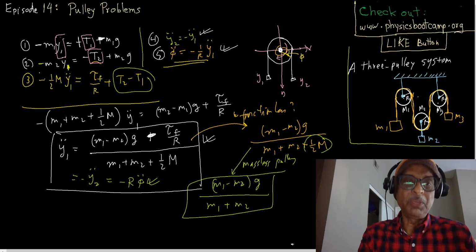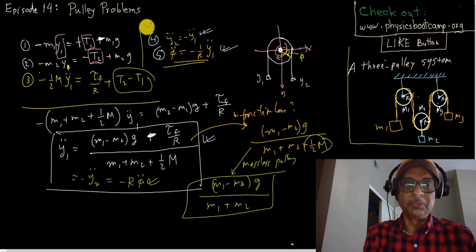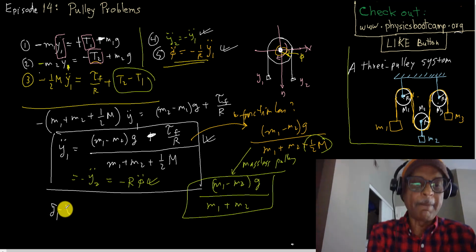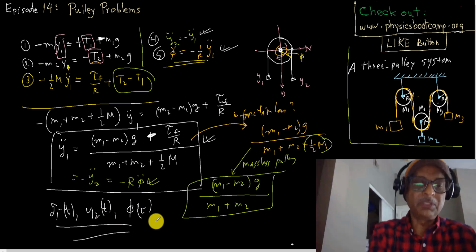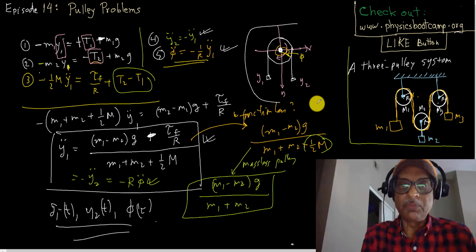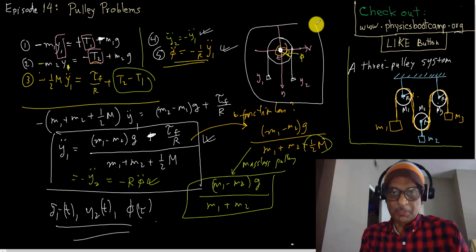Okay, so we have solved this problem, and you can just integrate it and things like that to get your y1 of t, y2 of t, and phi of t. Okay, so these things you can get, and they all refer to this coordinate system. And so we're done. The problem is done.